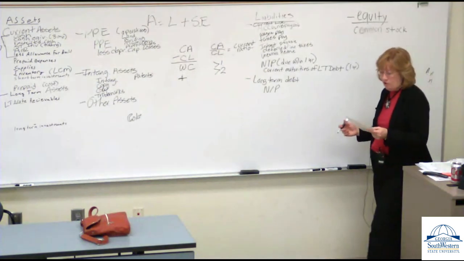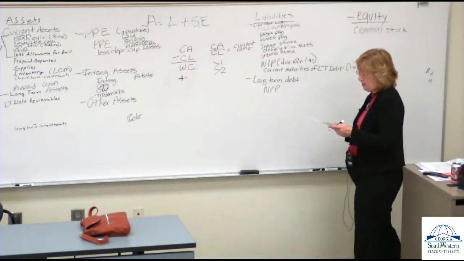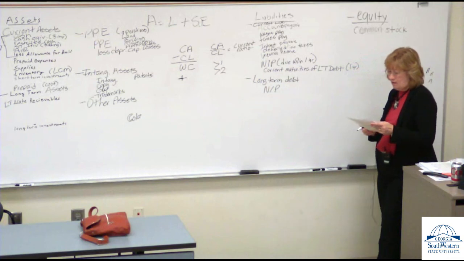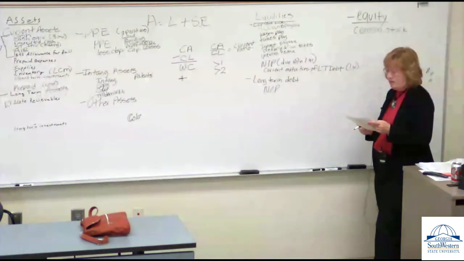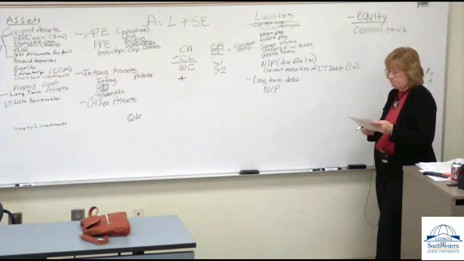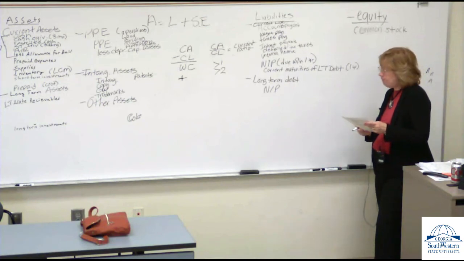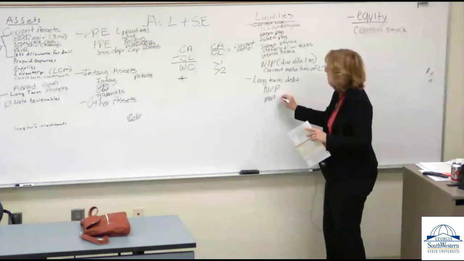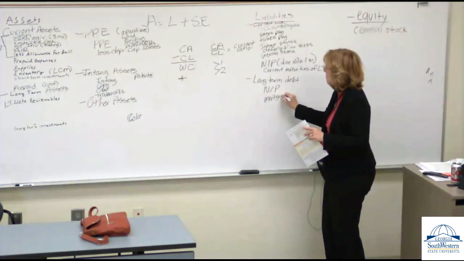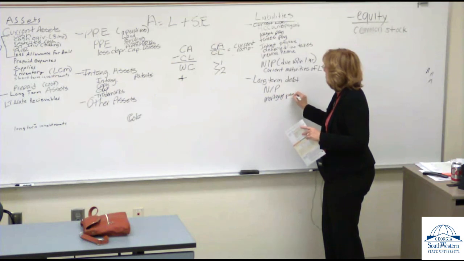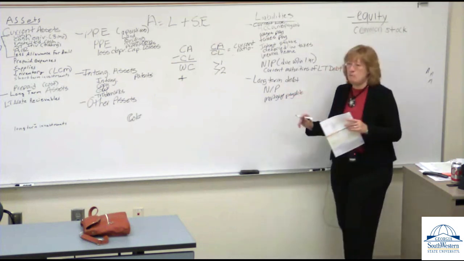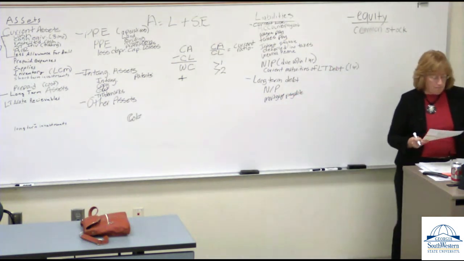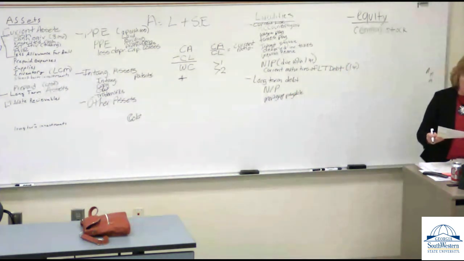So under long-term debt, you might also have mortgage payable. This is a long-term payable. Mortgage payable just means you're borrowing money to buy a building, and what you're borrowing is called a mortgage. Okay.